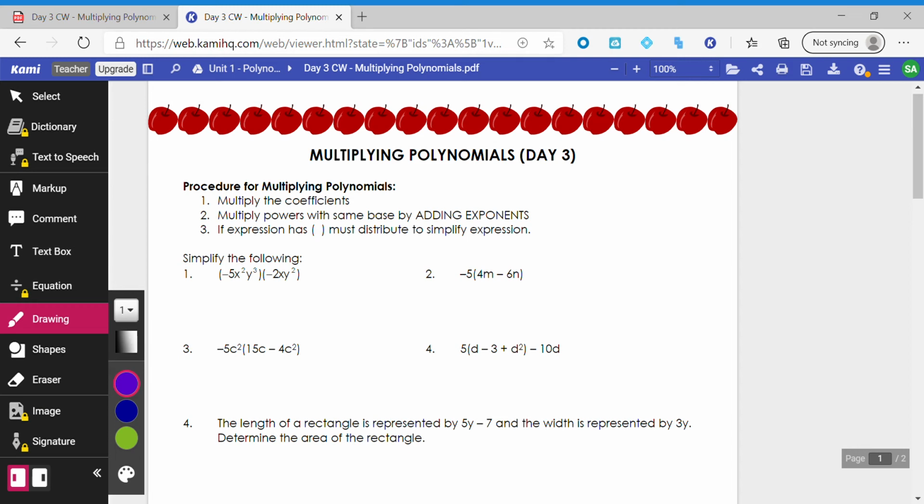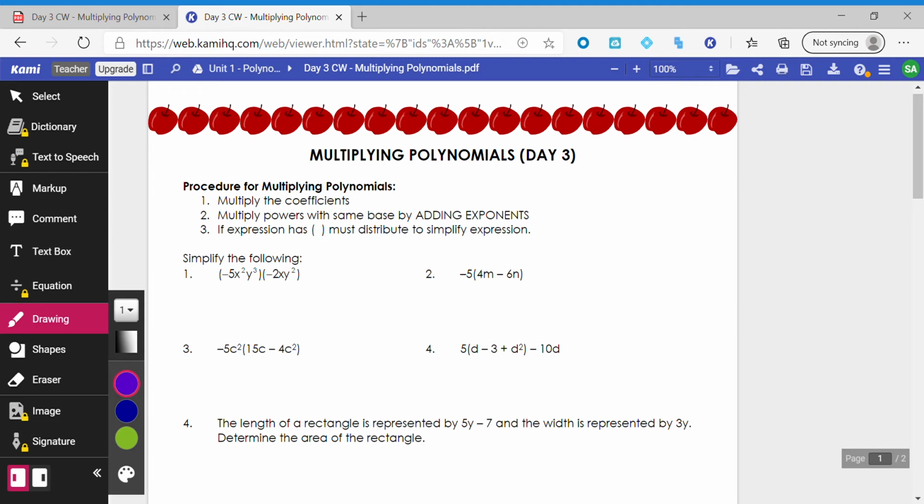We're going to take a look at multiplying polynomials. So we're going to take what we learned previously in regards to multiplying with exponents, and we are actually going to apply it to multiplying with polynomials. So polynomials means we have more than one item times one item.